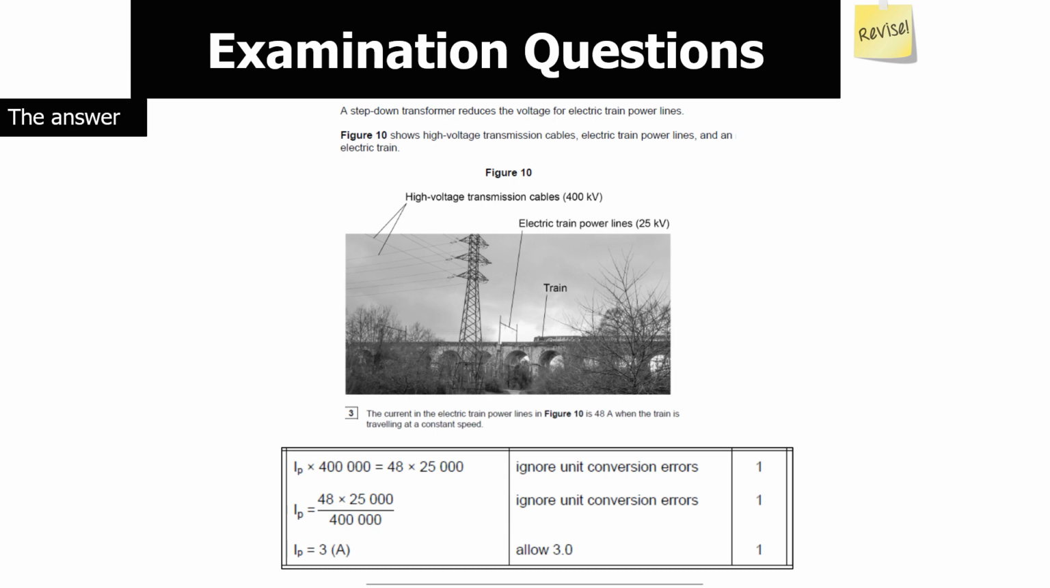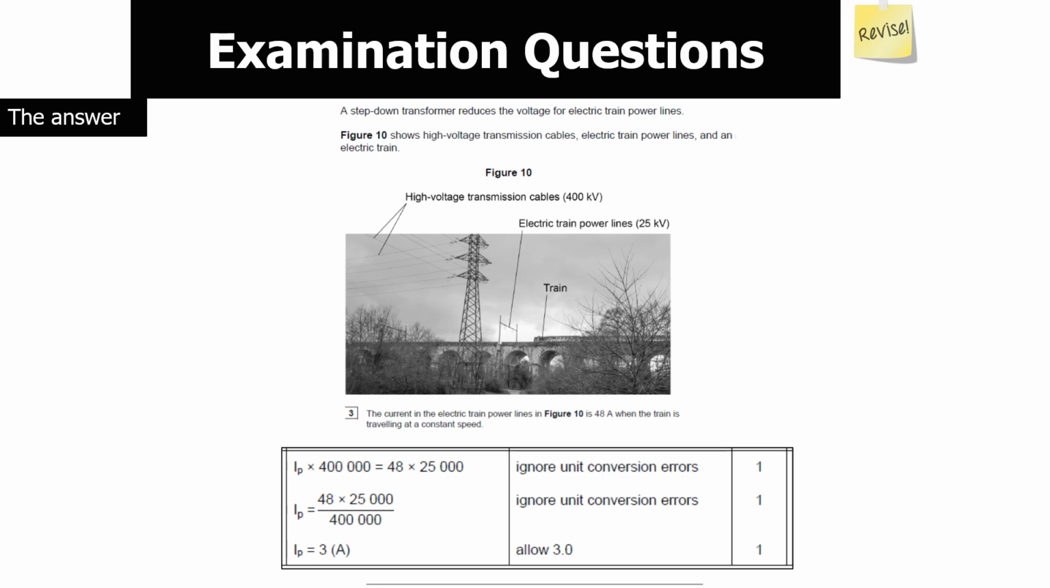Okay, so we can say that the current in the primary times the potential difference in the primary equals the current in the secondary times the potential difference in the secondary. From the diagram we can see that the primary potential difference is 400,000, because we don't work in kilovolts, we work in volts, so it's 400 times 10 to the 3. The potential difference in the secondary, the second part of the circuit, is 25 kilovolts, so 25 times 10 to the 3, or 25,000.